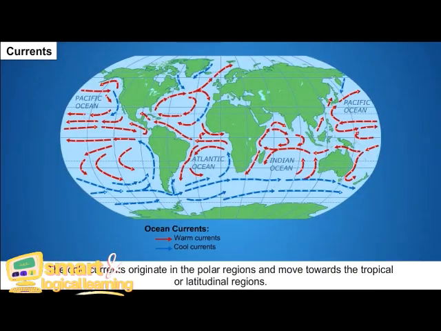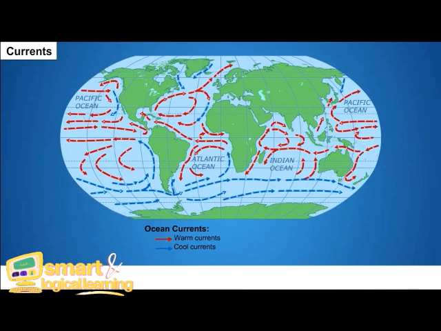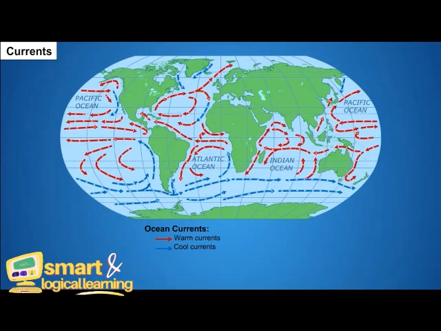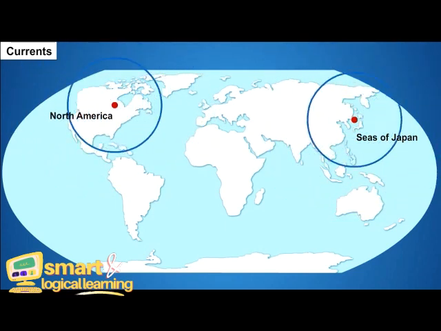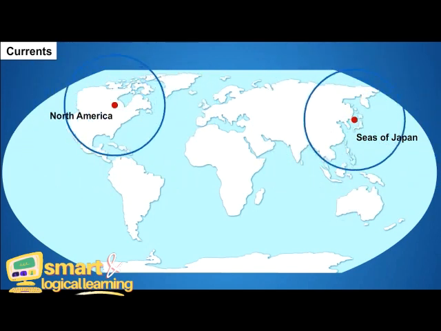The cold currents originate in the polar regions and move towards the tropical or latitudinal regions. The Labrador current is one such current. There are spots in the ocean that have both warm and cold currents, such as seas of Japan and around the east coast of North America. These provide some of the best fishing grounds in the world. However, they are usually foggy and make it difficult for navigation.